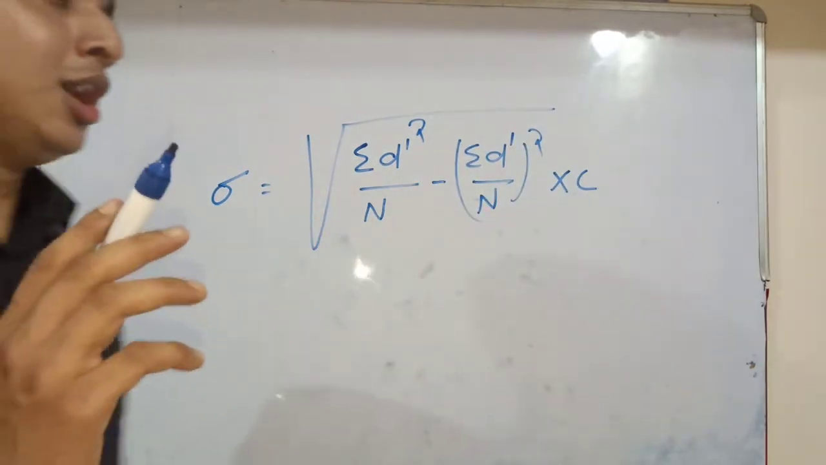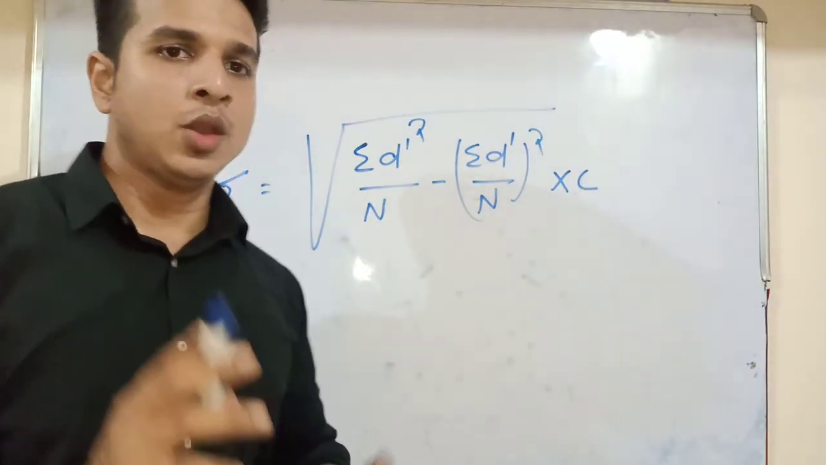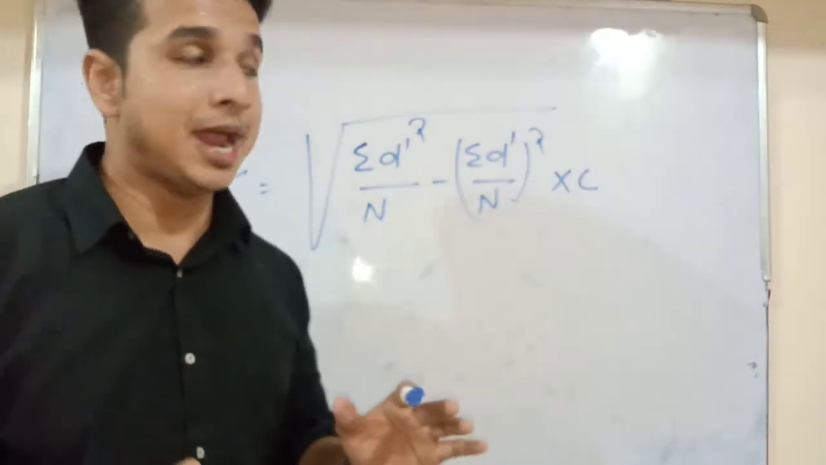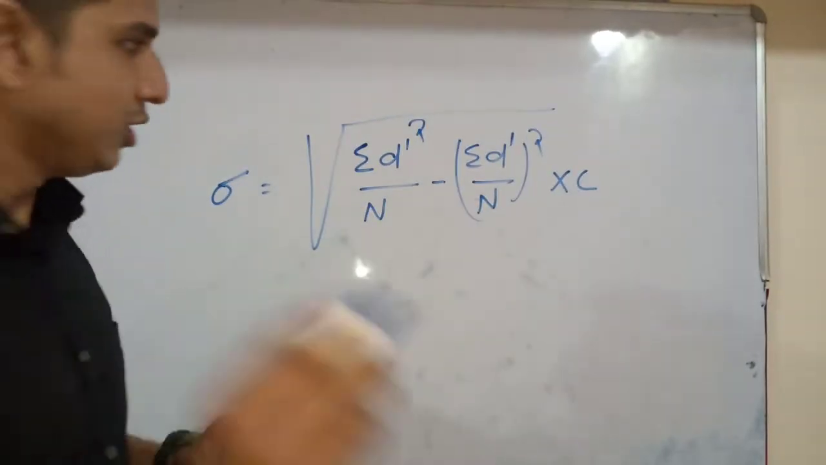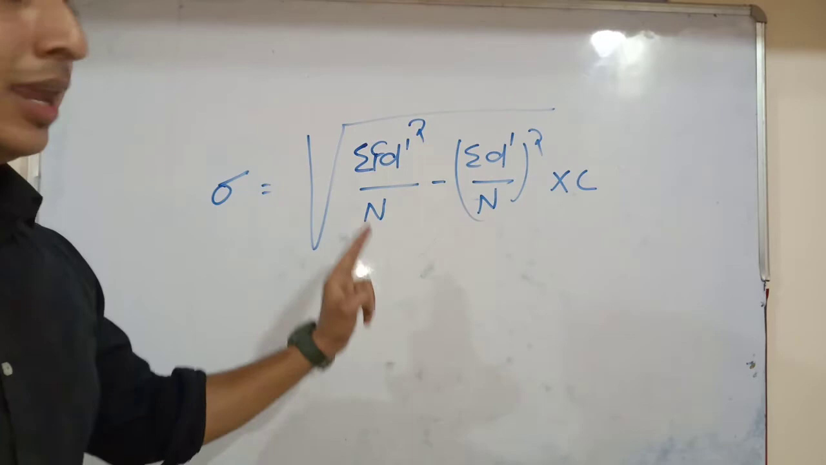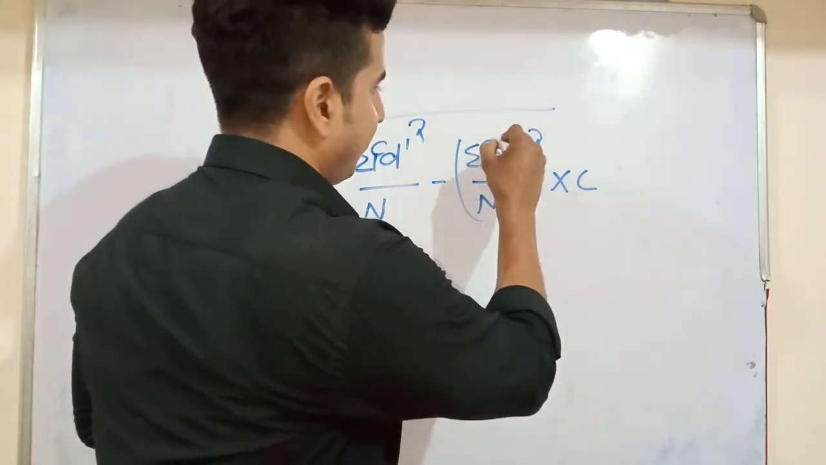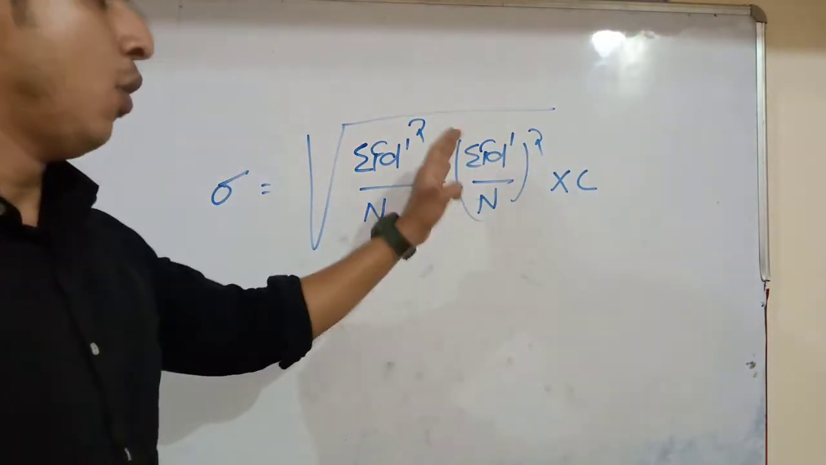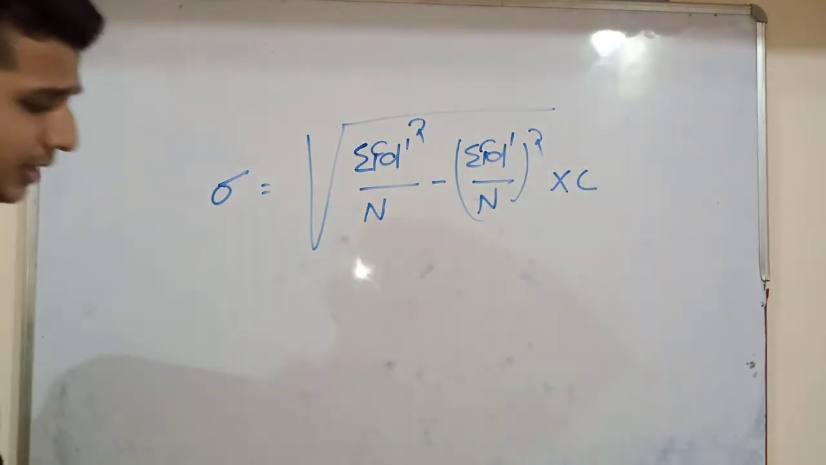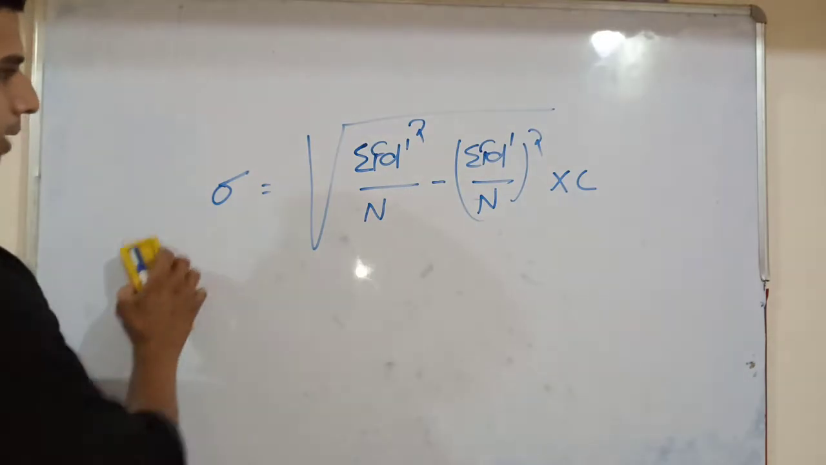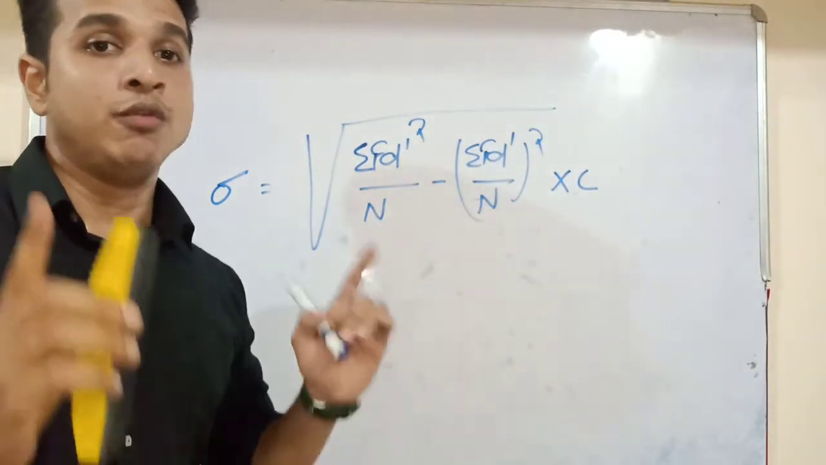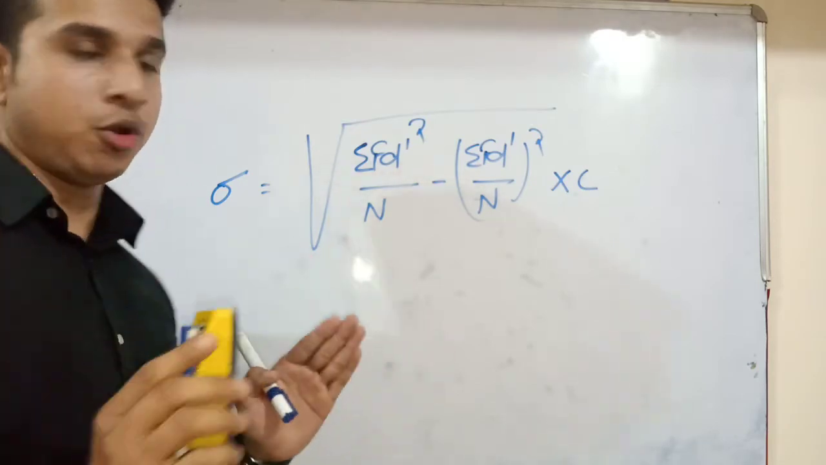In case of the discrete and continuous series, only f is multiplied. F means only frequency is multiplied with the term, which means it is the square root of summation f d dash square by n minus summation f d dash by n whole square, multiplied with c. So basically we have to solve a problem. For better clarification of the standard deviation, we have to solve a particular problem.